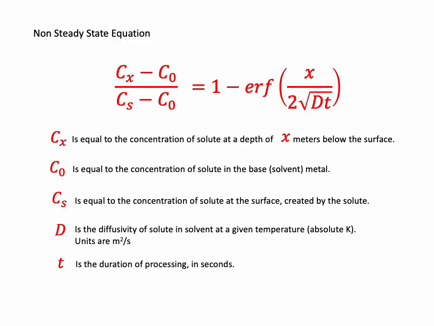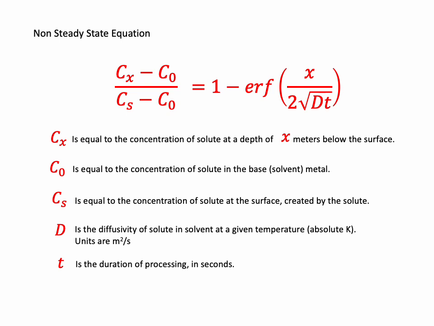Okay, so non-steady state diffusion is predicted with this equation, which is a bit more complicated than steady state diffusion. But the numerator here is the difference between the concentration at some depth x and the overall concentration of carbon in the steel, and the denominator is the difference between the concentration at the surface and the overall concentration.